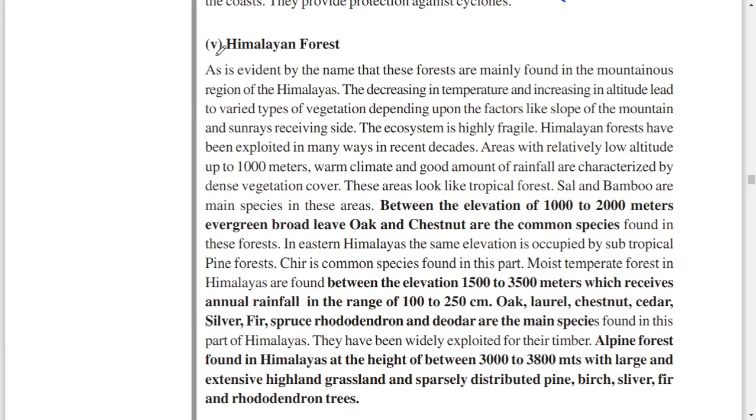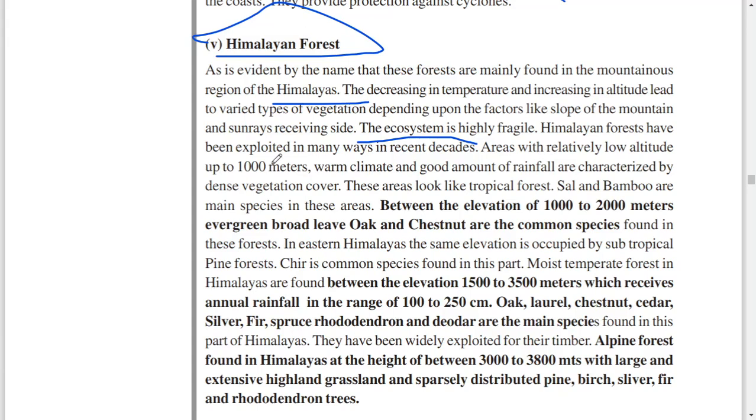Then we have Himalayan forests. As is evident by the name, these forests are mainly found in the mountainous region of the Himalayas. The decrease in temperature and increase in altitude lead to varied types of vegetation depending upon factors like the slope of the mountains and sun rays receiving sites. The ecosystem is highly fragile. Himalayan forests have been exploited in many ways in recent decades.